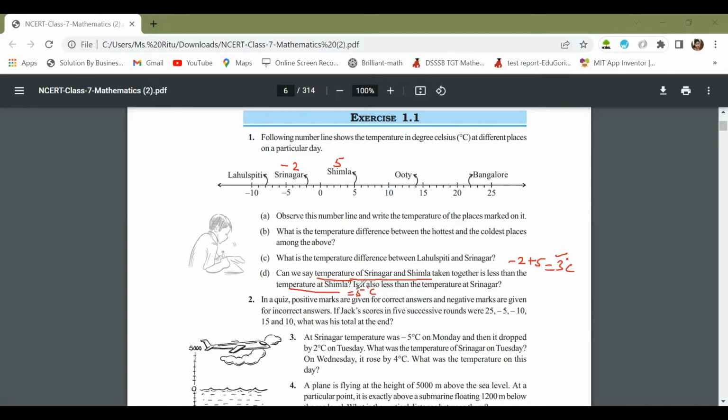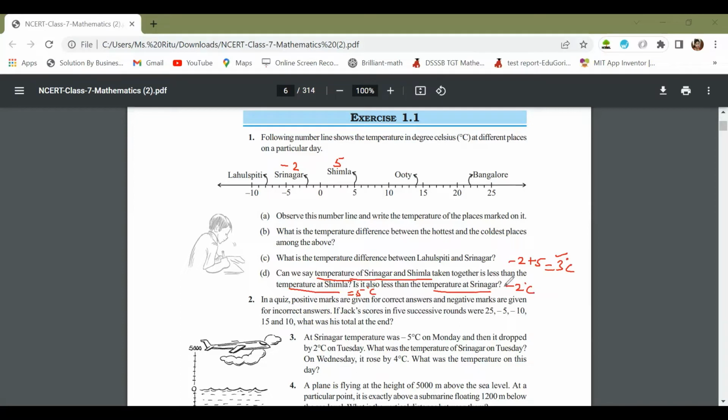Now the next part: is it also less than the temperature at Srinagar? Is this 3 degrees less than the temperature of Srinagar? So what is the Srinagar temperature? This is -2 degrees Celsius. So is this 3 degrees less than the temperature of Srinagar? No.